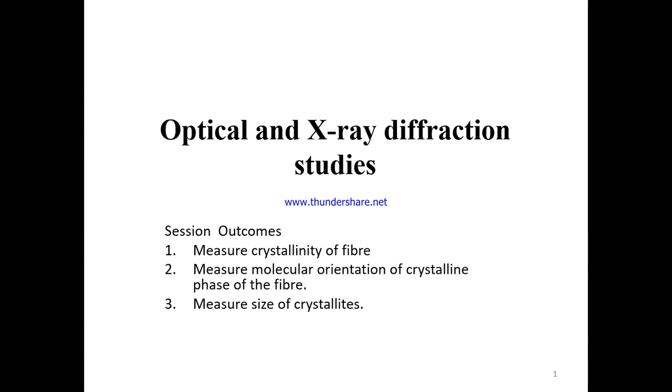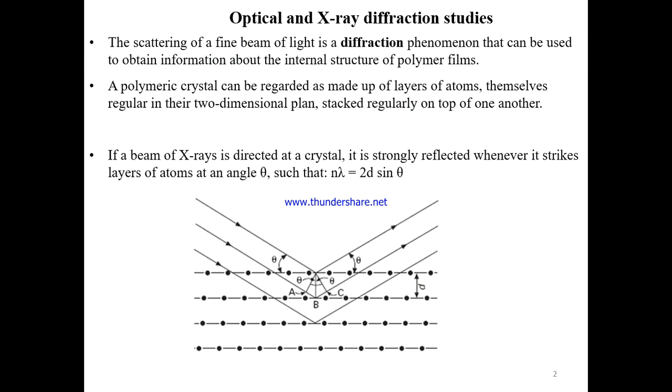So the session outcomes are: students will be able to measure the crystallinity of fiber, measure the molecular orientation of the crystalline phase of the fiber, and measure the size of the crystallites which are present in the fiber. So these are the three outcomes that you will be able to achieve after successful completion of this session. So, optical and X-ray diffraction studies.